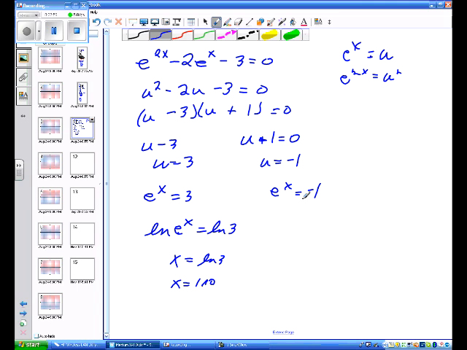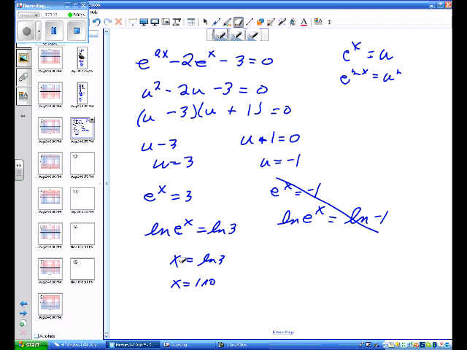Now over here, there is no value of x that will give us a negative 1. And if we still took the log of both sides of e to the x equals negative 1, well, right here, we can't take the log of a negative number. So that one doesn't work. So we get x is equal to 1.10.